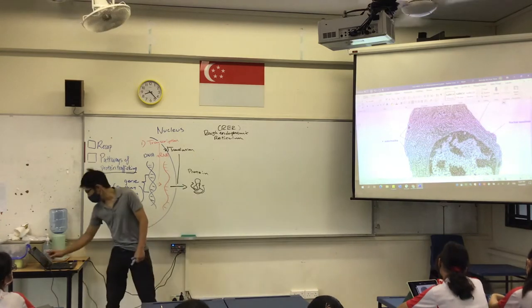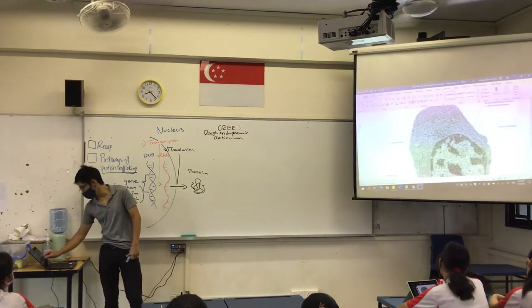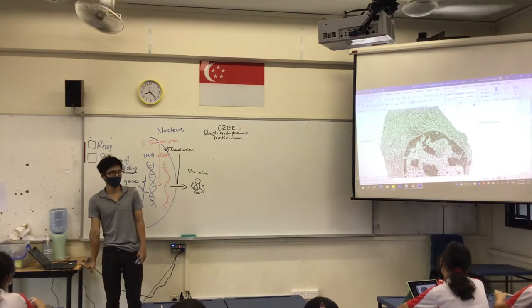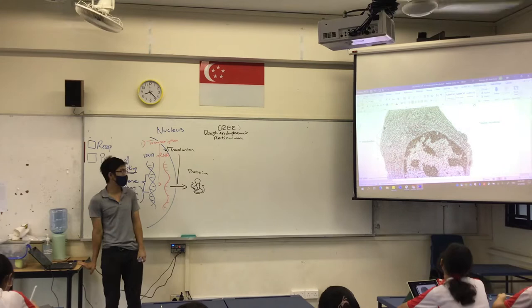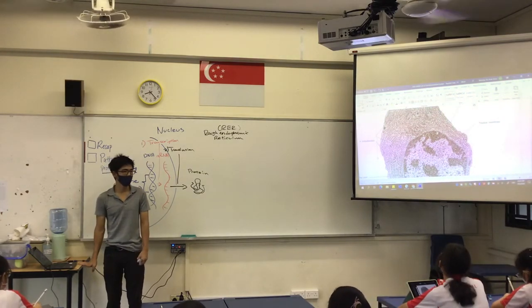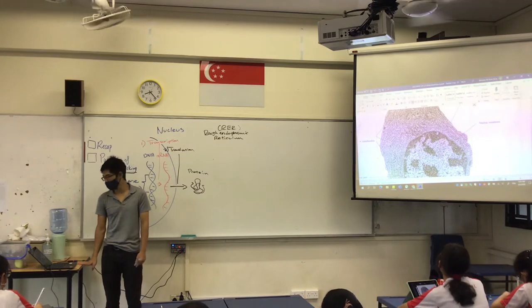Okay, other things I've labeled, I've even labeled the membrane of the nucleus. I call that the nuclear membrane. Bear in mind that the nucleus is bound by a phospholipid bilayer also. So it's a nuclear membrane.